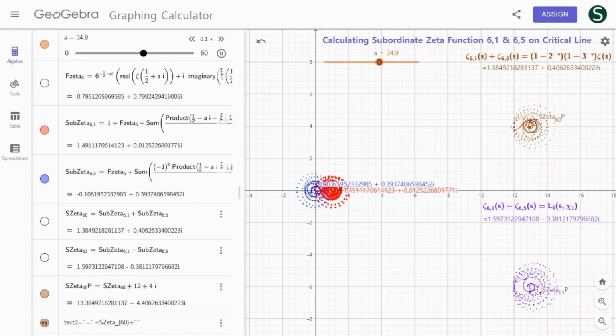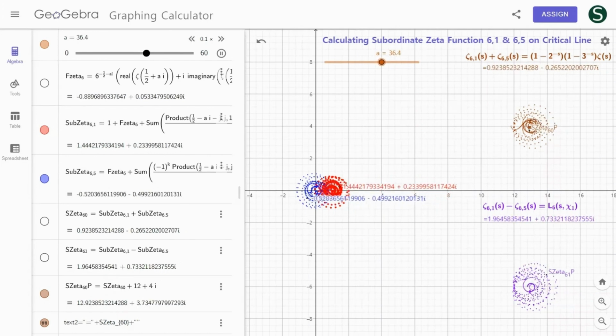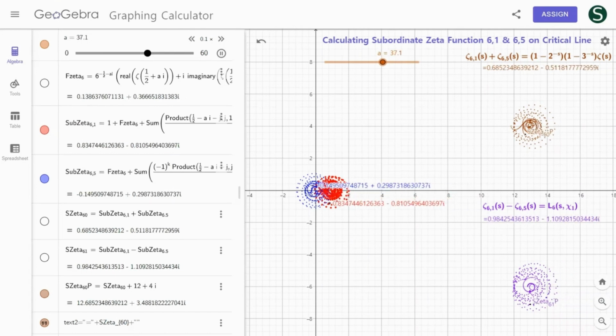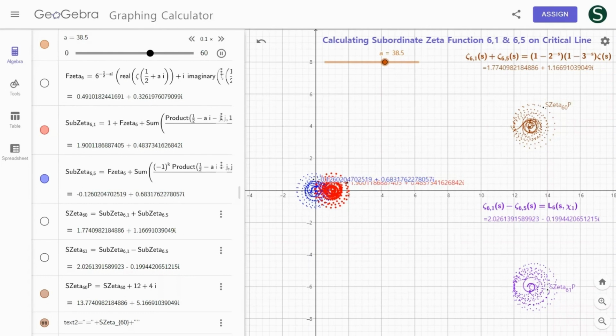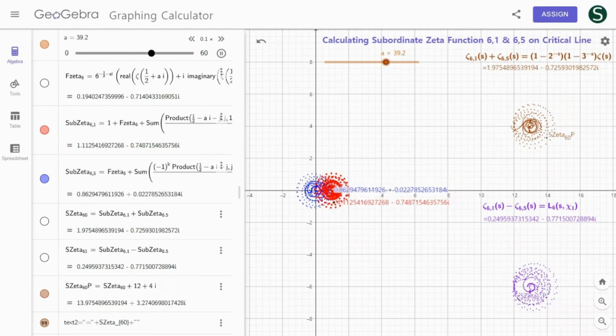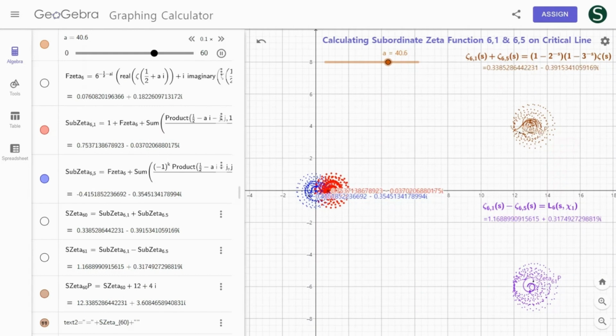In addition, if the red subordinate zeta function 6,1 and the blue subordinate zeta function 6,5 are symmetrical to the origin, they are non-trivial zeros of the zeta function with opposite signs, of which the imaginary parts a are 14.1, 26.0, 25.0, and so on.